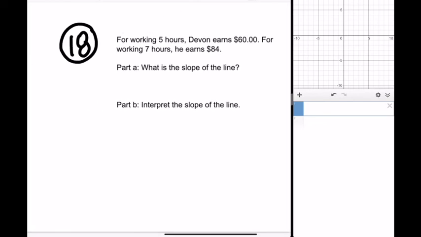For working 5 hours, Devin earns $60. For working 7 hours, he earns $84. What is the slope of this line? Interpret the slope of the line. So to find the slope, we could set up a table to find the rate of change.